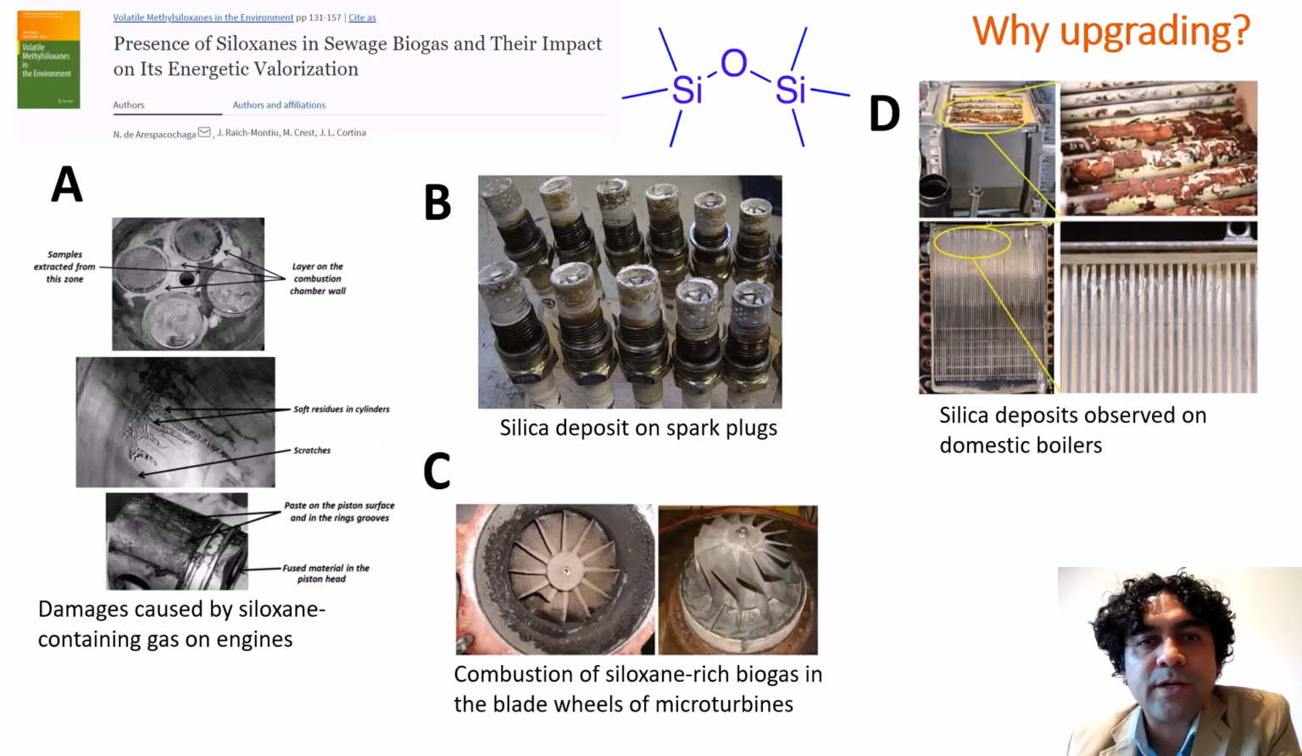Photograph A shows the damage caused by siloxane-containing gas on engines. B presents silica deposits on spark plugs. C exhibits the damage caused by combustion of siloxane-rich biogas in microturbines. And finally, in D, we can see the silica deposits in domestic boilers.